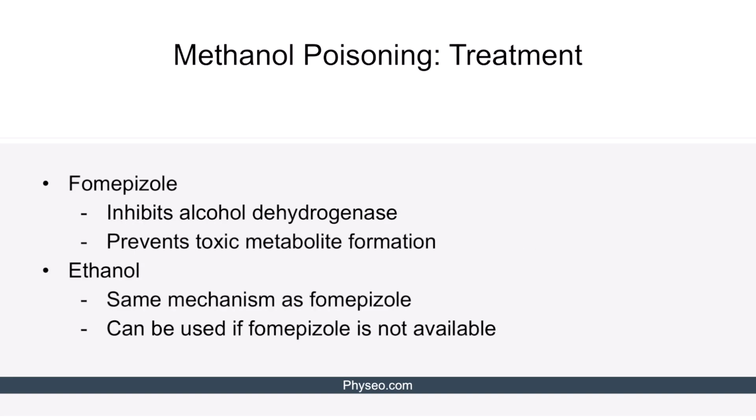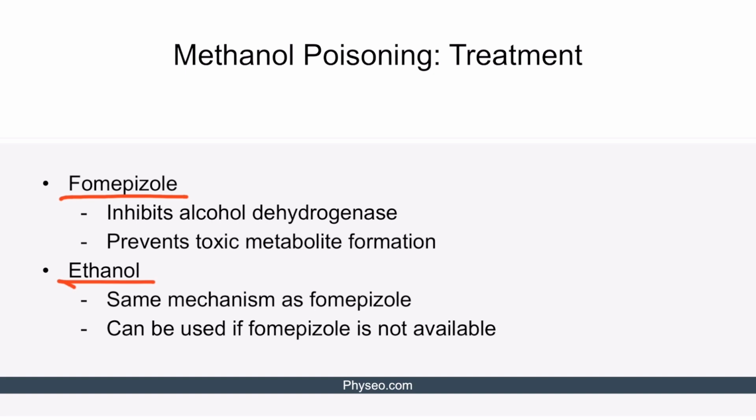Methanol poisoning can be treated by administering one of 2 medications, fomepizole or ethanol. Fomepizole is the usual treatment of choice, and it works by inhibiting the enzyme alcohol dehydrogenase, which is the enzyme that converts methanol to its toxic metabolites. If fomepizole is not available for treatment, ethanol is a second-line agent that can be used. Since ethanol is normally metabolized by alcohol dehydrogenase, administering ethanol will cause it to act as a competitive inhibitor of alcohol dehydrogenase.